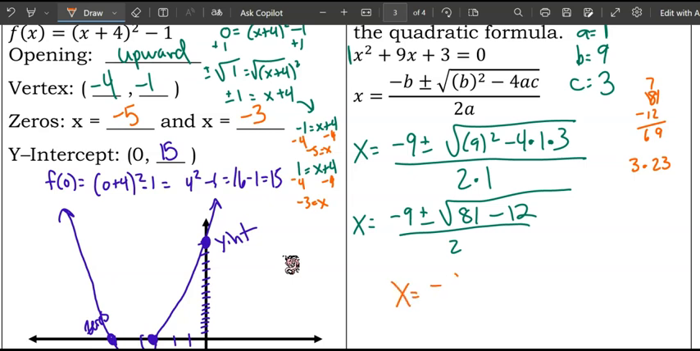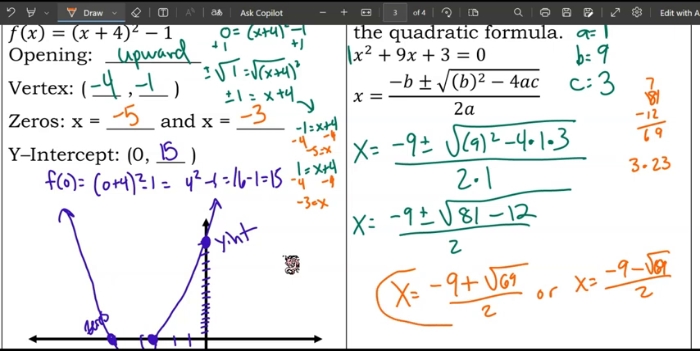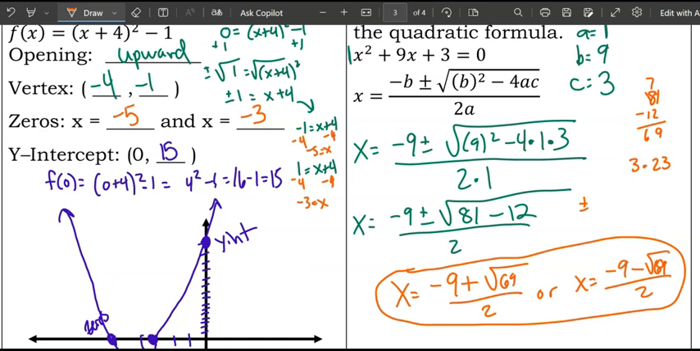x equals -9 plus the square root of 69 over 2, or x equals -9 minus the square root of 69 over 2. When it has plus or minus, it just means that there are 2 different solutions: one where you add those terms together and one where you subtract them.